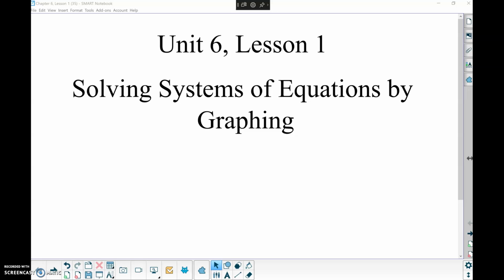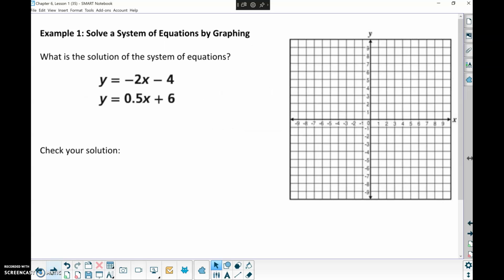All right, so solving systems of equations by graphing. How many of you remember how to solve by graphing? How do we know what our solution is? All right, great. Well, we'll figure that out here in just a minute or two.